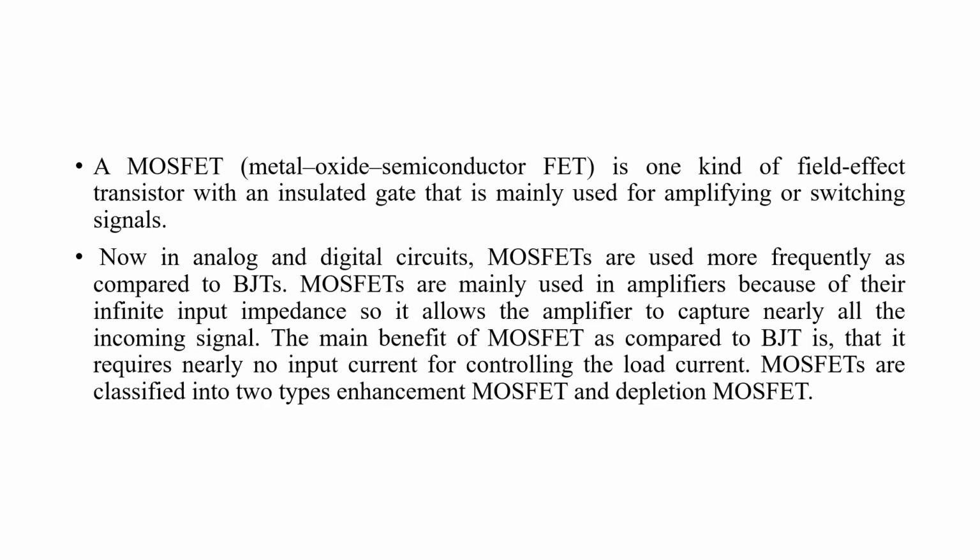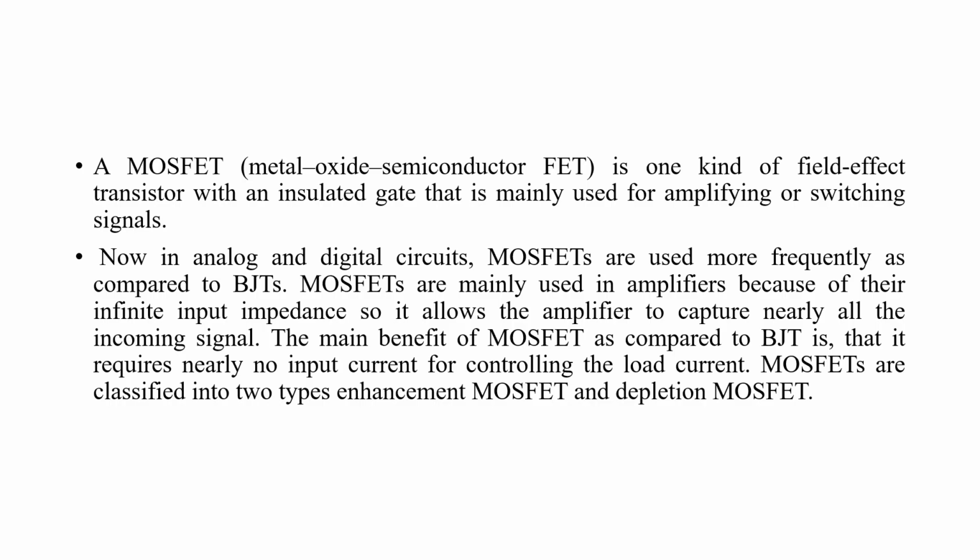So in this video, we'll discuss the MOSFET, which is the metal oxide semiconductor field effect transistor. It's one kind of field effect transistor which is used as an amplifier like the BJT, but it is widely used in amplifiers because of its infinite input impedance. When you compare it to the BJT, there is nearly no input current for controlling the load current.